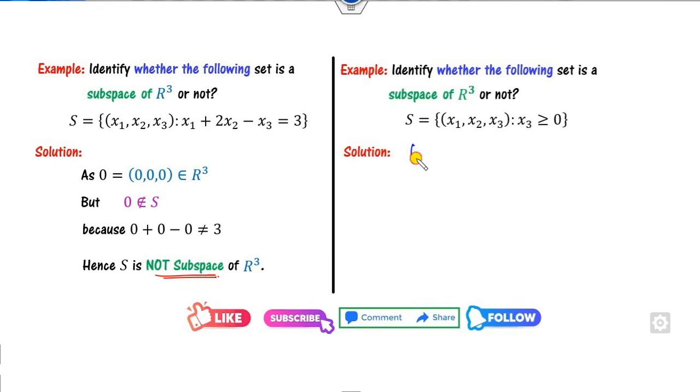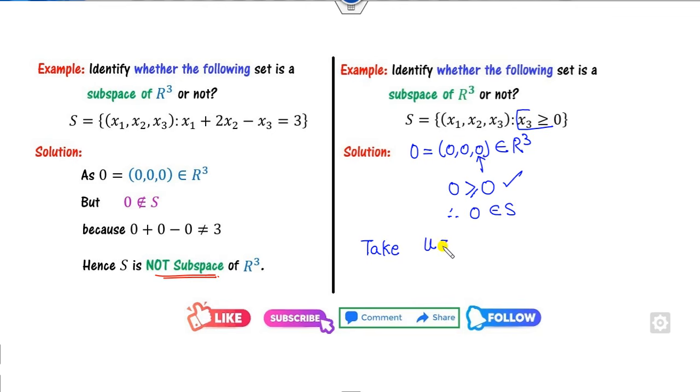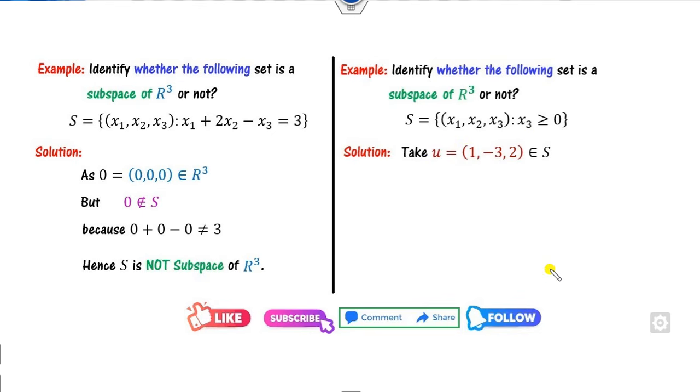Look at this one. If I choose 0, this is part of R cubed. Now the only requirement is on x3, this component: x3 is greater than or equal to 0. Yes, equality is satisfied. So therefore 0 is part of S. Now you can choose any U, because your requirement is only for x3. x3 should be positive. x1 and x2 can be any number. So it can be -1, it can be 4, fine. You can choose any x1, any x2, but x3 should be positive.